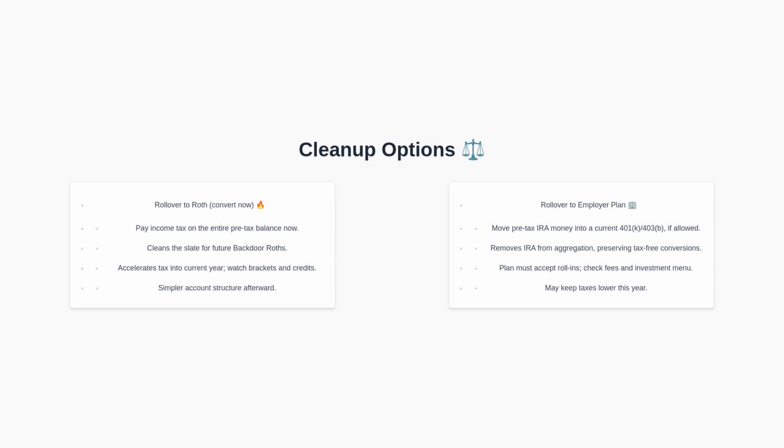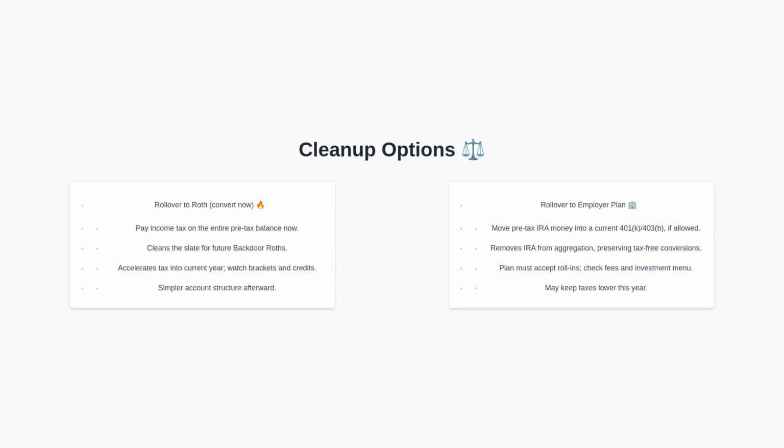First, you can convert the pre-tax IRA balance to a Roth IRA now, paying income tax on the conversion. This cleans the slate and simplifies your accounts, but it accelerates taxes into the current year and may affect your tax bracket or credits. Second, you can roll the pre-tax IRA into a current employer's plan, such as a 401k or 403b, if the plan accepts roll-ins.